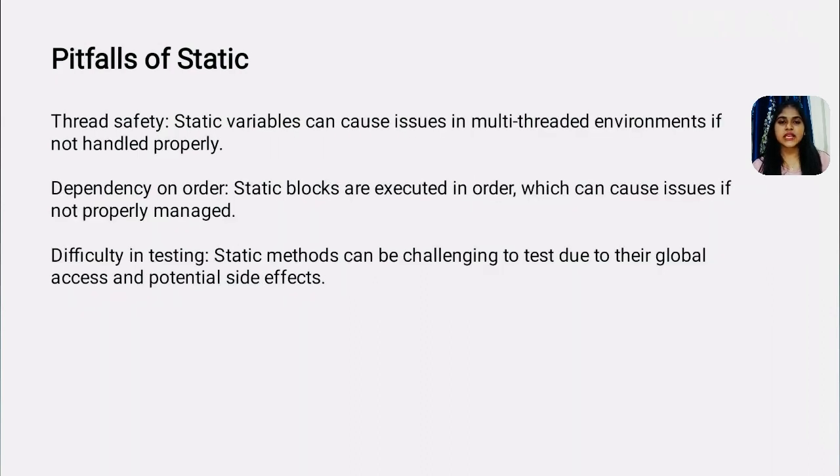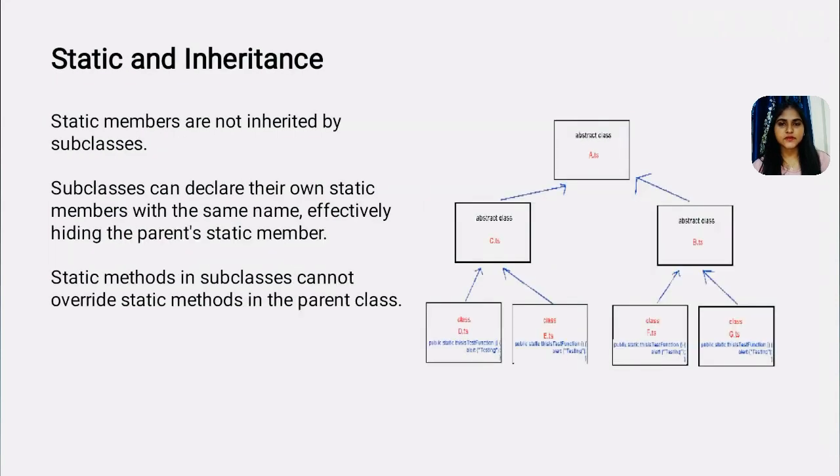Pitfalls of static. Thread safety. Static variables can cause issues in multi-threaded environments if not handled properly. Dependency on order. Static blocks are executed in order, which can cause issues if not properly managed. Difficulty in testing. Static methods can be challenging to test due to their global access and potential side effects.